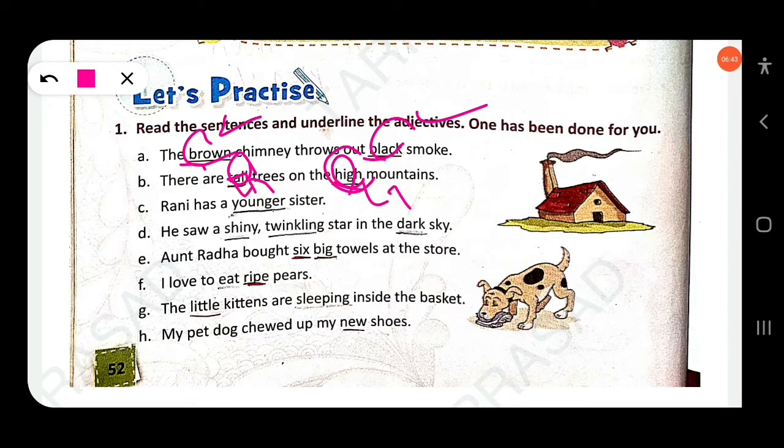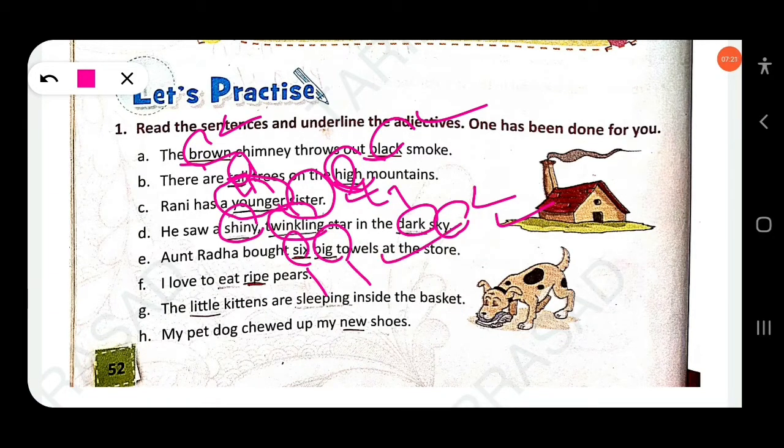The next, Rani has a younger sister. Here younger is an adjective that gives information about sister. The next, he saw a shiny twinkling star in the dark sky. There are three adjectives used in this sentence: shiny, twinkling and also dark. The next, Aunt Radha bought 6 big towels at the store. There are two adjectives used, 6 and also big. 6 is an adjective of number and big is an adjective of size. Six big towels. So there are two adjectives. Then next, I love to eat ripe pears. Here one adjective is used, ripe pears.